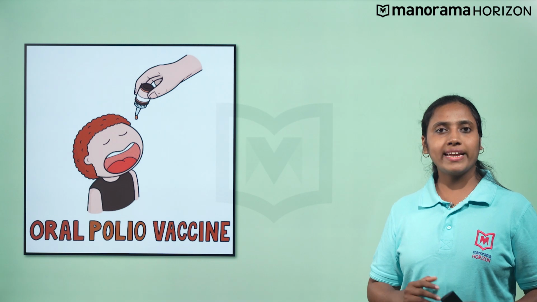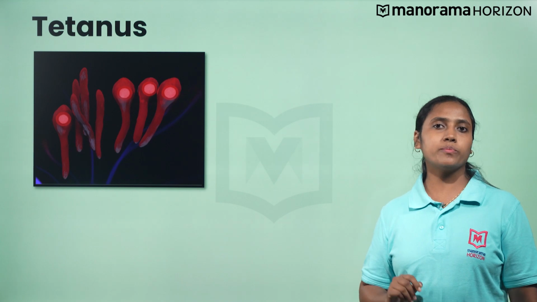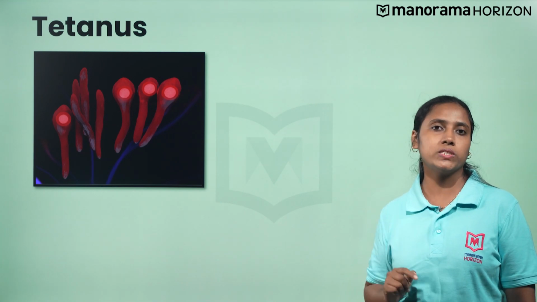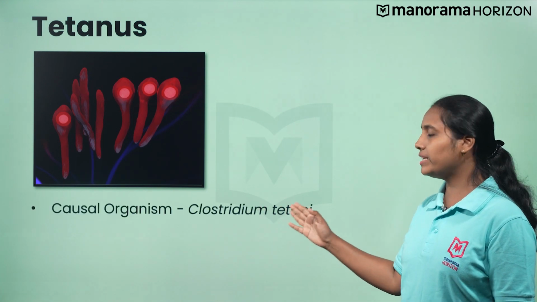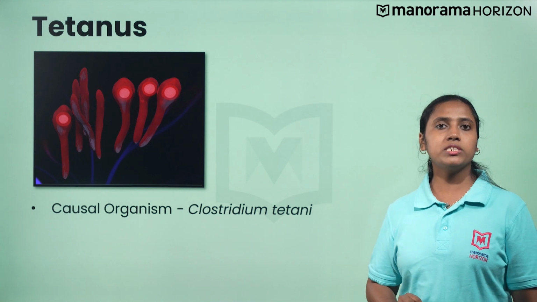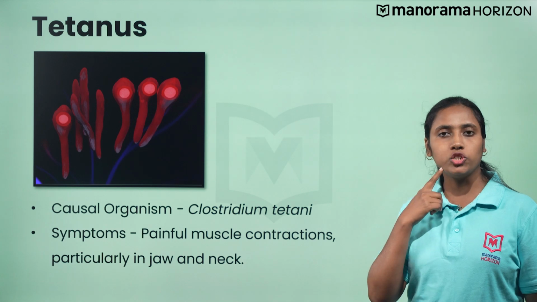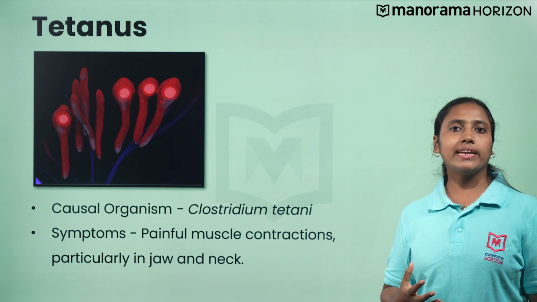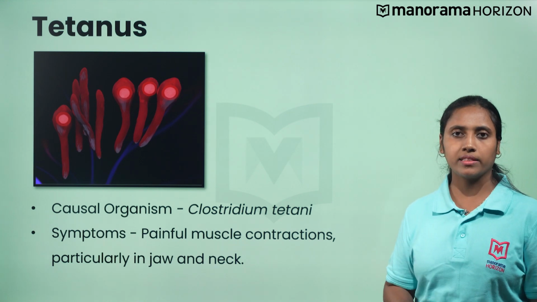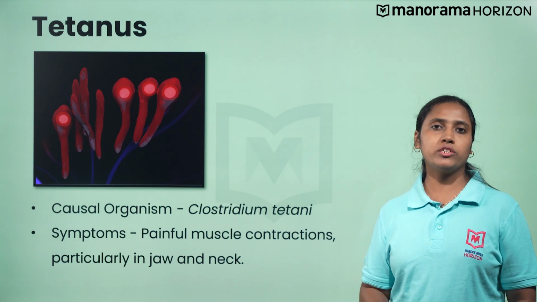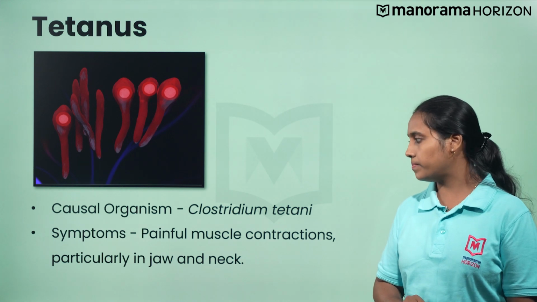Let's now move to the next disease, which is tetanus. It is another serious bacterial infection in the nervous system caused by toxin-producing bacterium called Clostridium tetani. The symptoms are painful muscular contractions, particularly in the jaw and neck. It can interfere with the ability to breathe and eventually causing death. There is no complete cure, but the treatment focuses on managing complications.